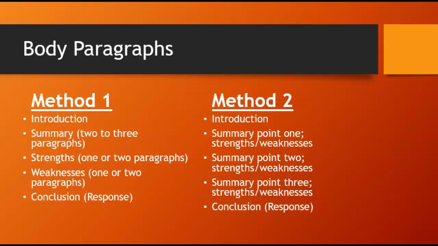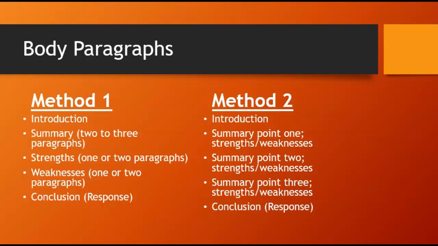The body paragraphs of this type of essay can be organized in two different ways. In the first method, you will dedicate an entire paragraph or two to each category. For example, the summary will be written in 1 to 2 paragraphs. Then you will write 1 to 2 paragraphs analyzing the strengths of the piece. Next, you will write a paragraph or two analyzing the weaknesses. And then you will provide a personal reflection in the concluding paragraph.